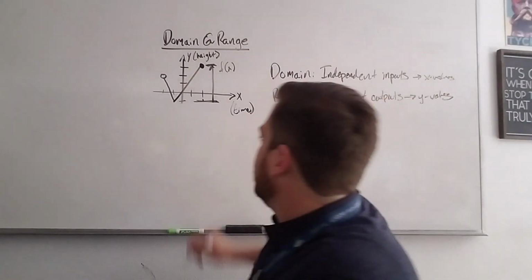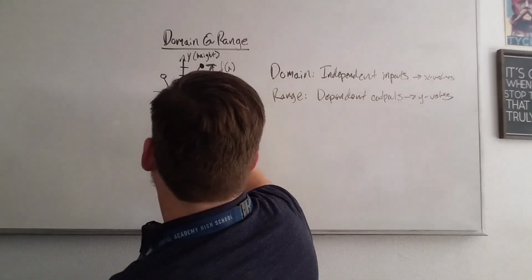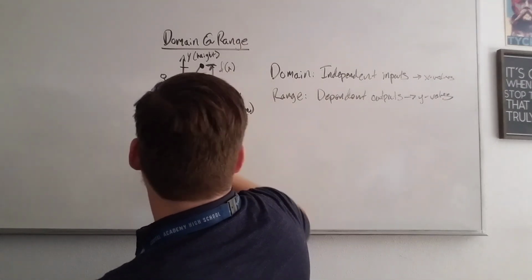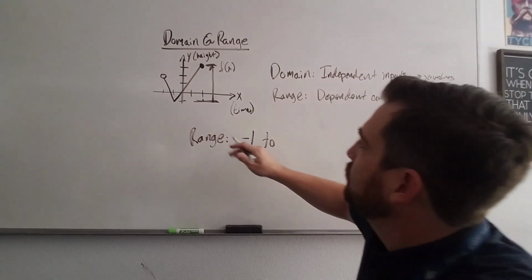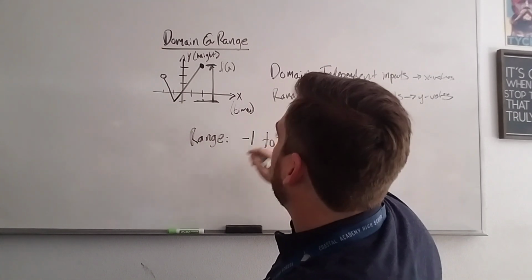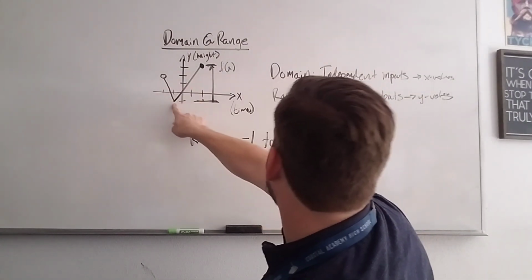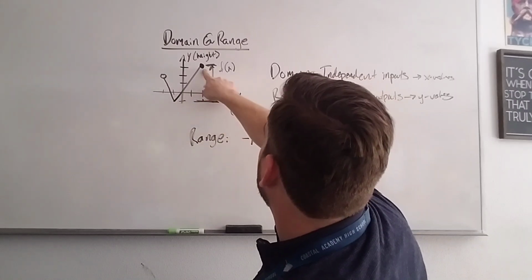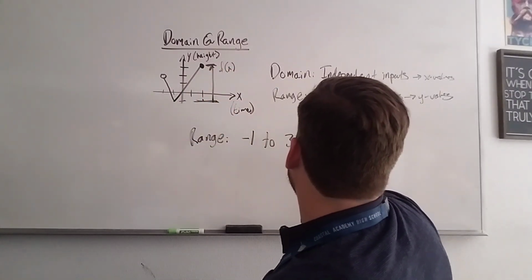So for the range on this one, what we could say is, well, if we look at it, our lowest point is down here at -1 on the y. So our range is -1 to, well, what's our highest point? All the way up to 3. Now, are those both included? Well, I don't have an open circle down here, so -1 is included. That's a solid dot, so there's a point up there. So yes, both are included.